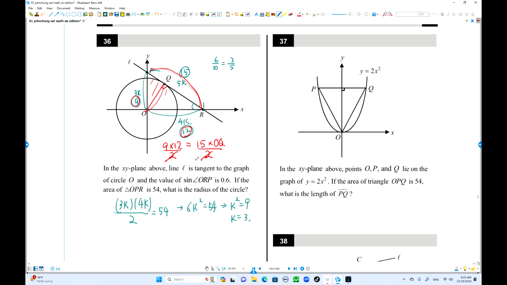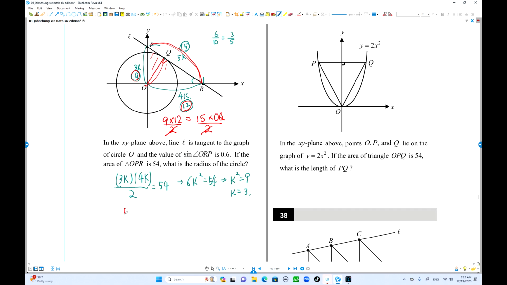But still, the 2 is cancelled out. So 108 is left. 108 equals 15 times OQ, right? This is the answer. OQ is 108 divided by 15. How much is this? 7.2, right? OQ is 7.2, that's it.